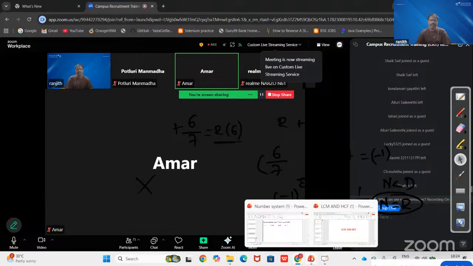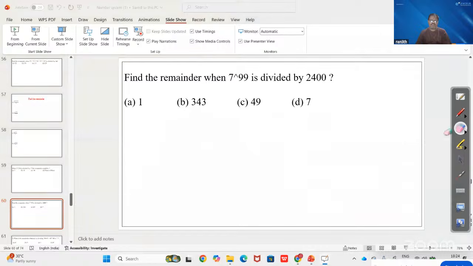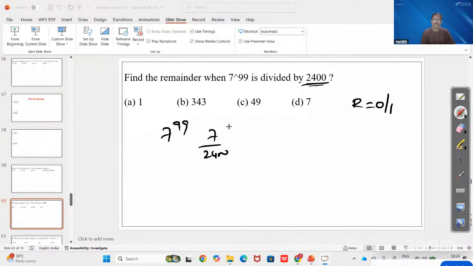Next question. Find the remainder when 7 power 99 is divided by 2400. 7 power 99. Here also we need to take where we are getting remainder 0 or 1. So 7 by 2400, we are not getting remainder 0 or 1. 7 square will be equal to 49. Here also we won't get it. 7 cube equal to 343. Here also we won't get it.